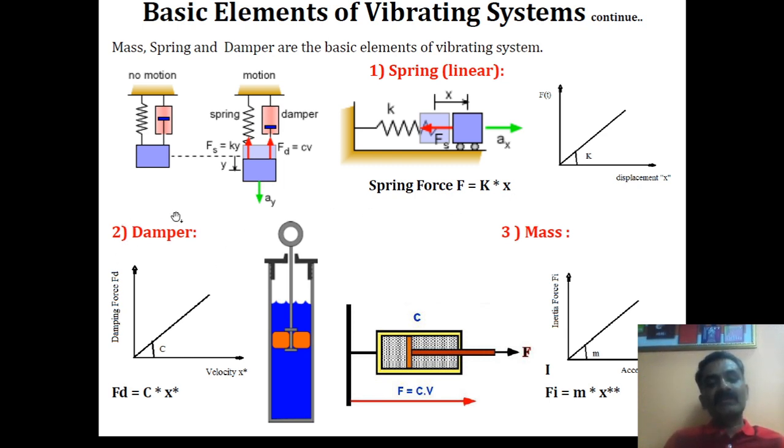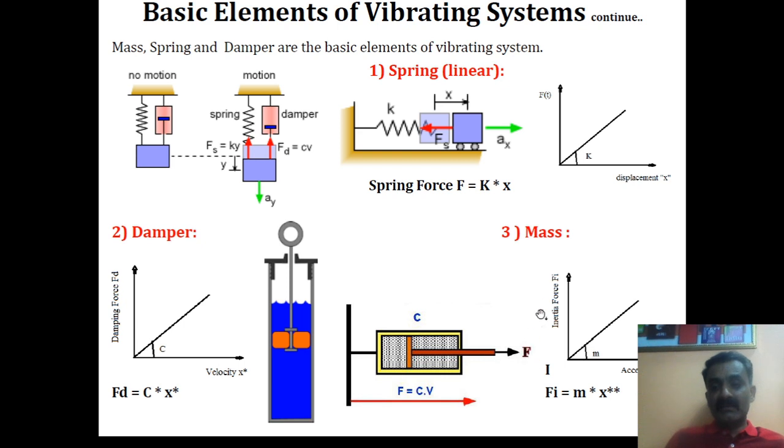Similarly, the other component, the damper, we again call a linear damper, and the force exerted by that damper we call the damping force. Here a simple example of the damper is given. When the force is applied, the piston will start moving in the downward direction, and the fluid is trying to move out through these holes, where the drag, the damping force, will act. So damping force per unit velocity is called the damping coefficient. So C is the damping coefficient, and the damping force is calculated by C into x dot.